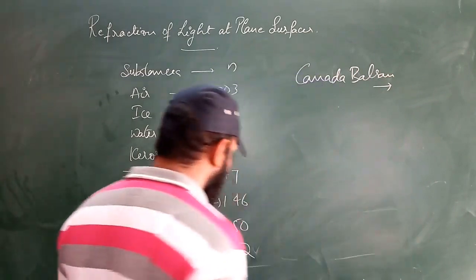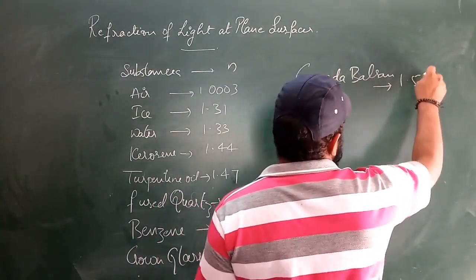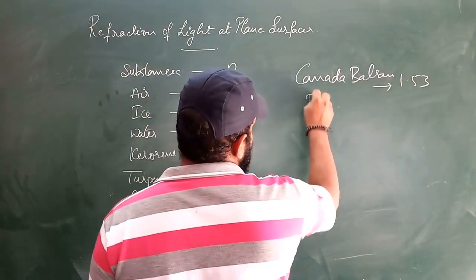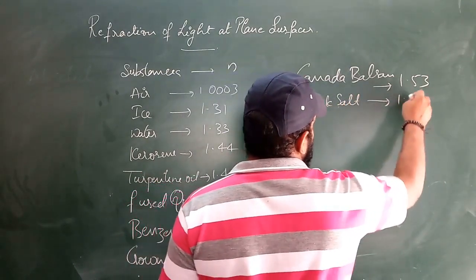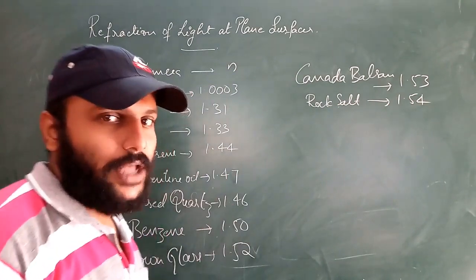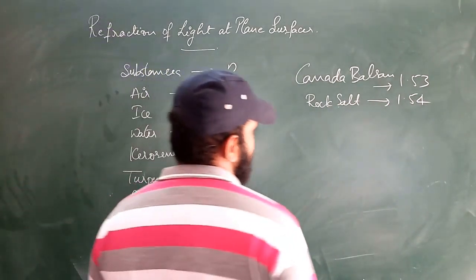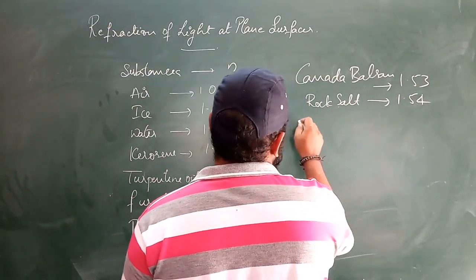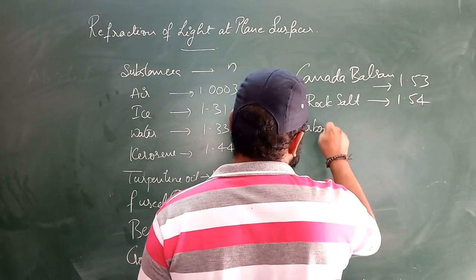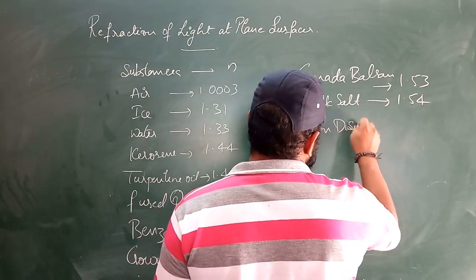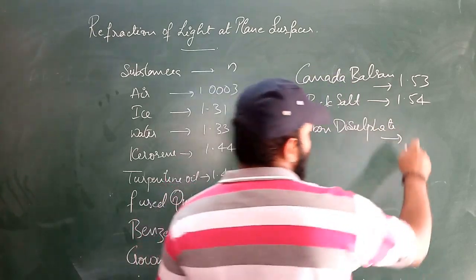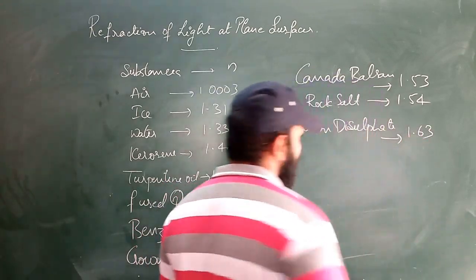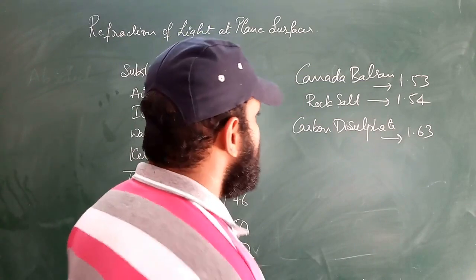Canada balsam, its value is how much? It is 1.53. Next one is rock salt. Its value is how much? 1.54. Next one is carbon disulfide. Carbon disulfide value is how much? 1.63.